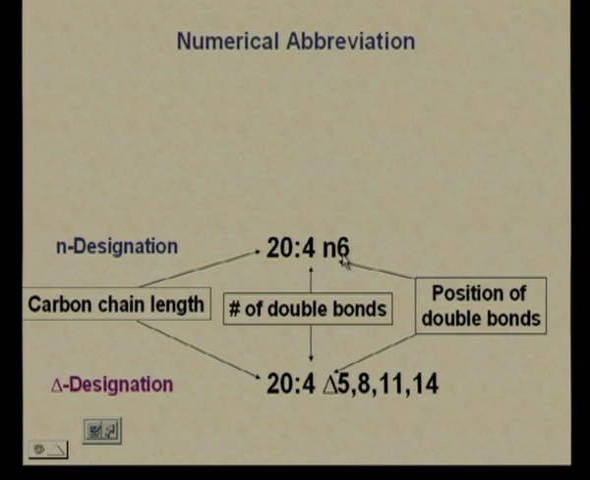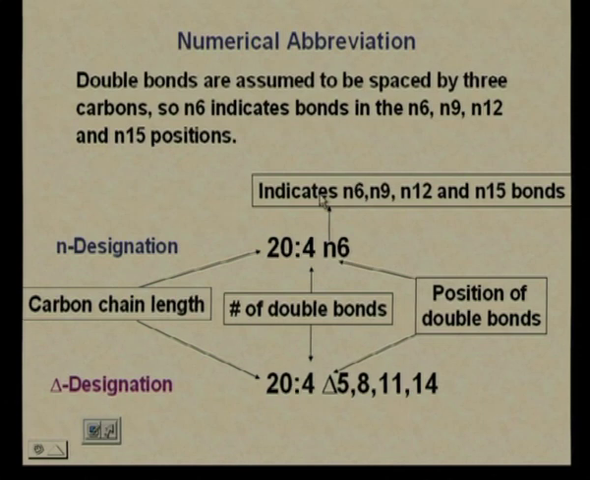In the omega designation, there is usually just one number put, because when fatty acids are biosynthesized, they form in specific units. If you notice here, every double bond is after 3 carbon atoms. It is 5, 8, 11, 14. But in the omega designation, only one is specified, which tells you that there is going to be another one at 9, 12 and 15, and it is opposite to this because obviously the numbering is opposite to the delta designation. So, the double bonds are assumed to be spaced by 3 carbons.